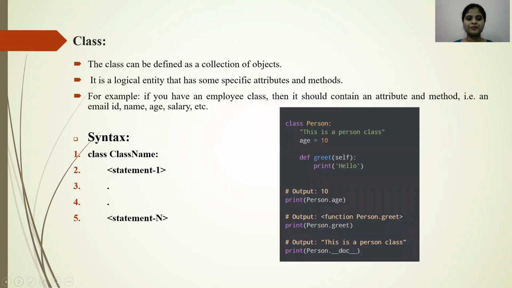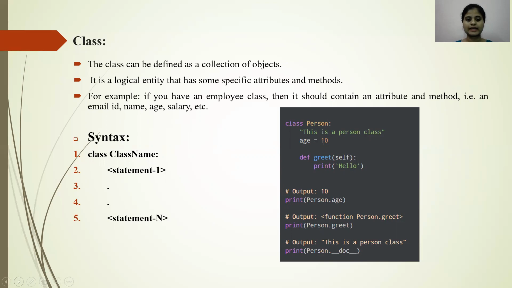First, class. The class can be defined as a collection of objects. It is a logical entity that has some specific attributes and methods. For example, if you have an employee class, then it should contain an attribute and method, that is an email ID, name, age, salary, etc. Here is the syntax of class, and here is the example of a program where we can use class.